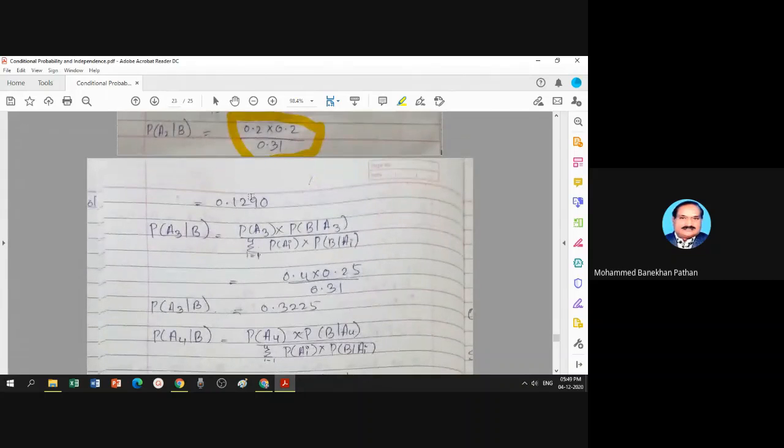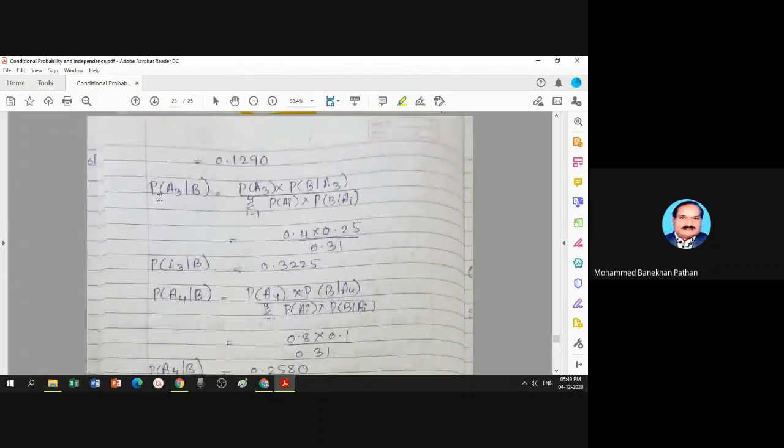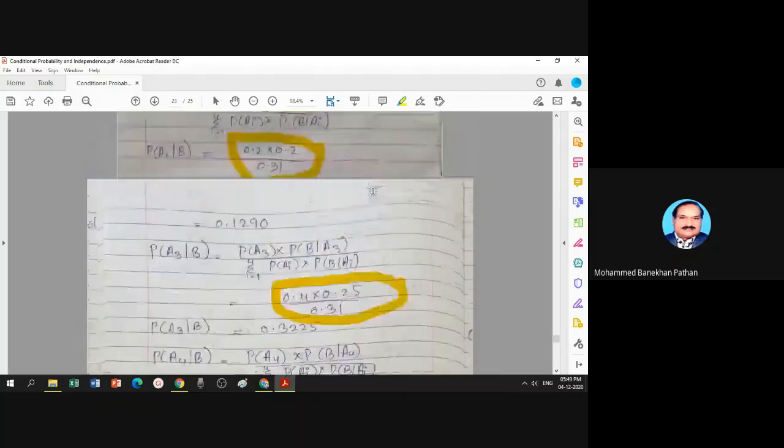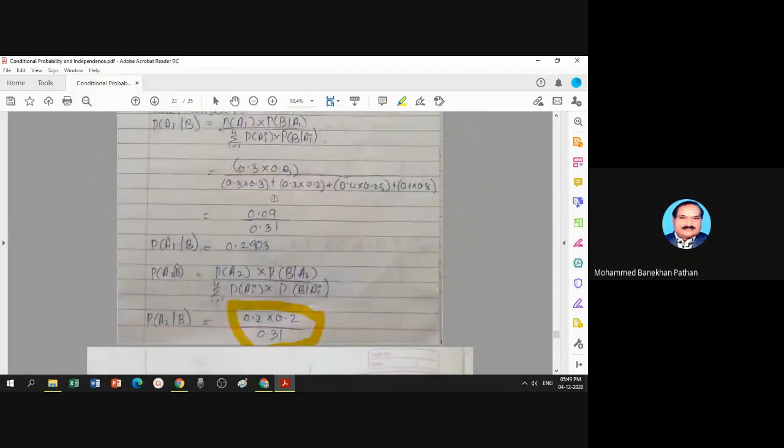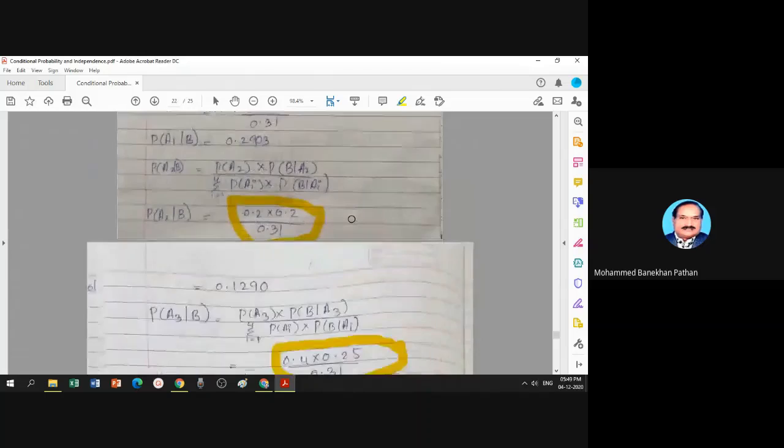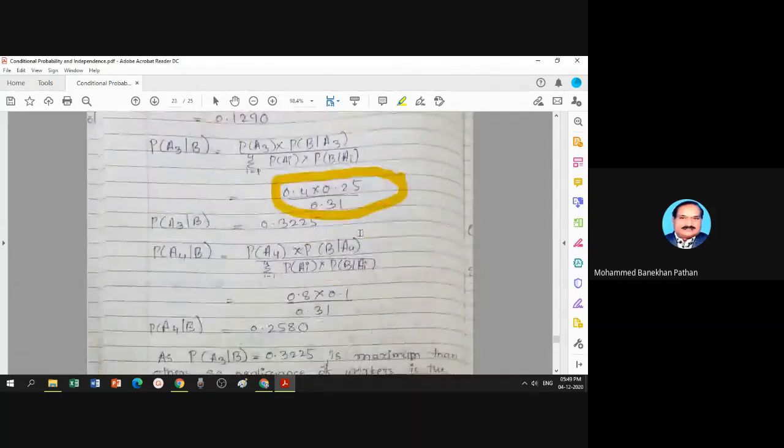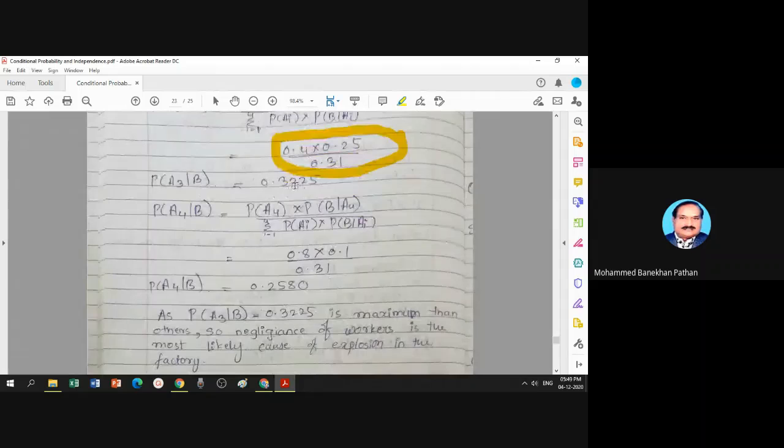Be correct in it. Probability is 0.12. Chance of getting explosion due to the negligence of worker. Put the statement of Bayes theorem. Simplify all the calculation. Again, this is wrong. The way should be like this. Do this, repeat again, everybody. Make the correction here. The probability is 0.3225.